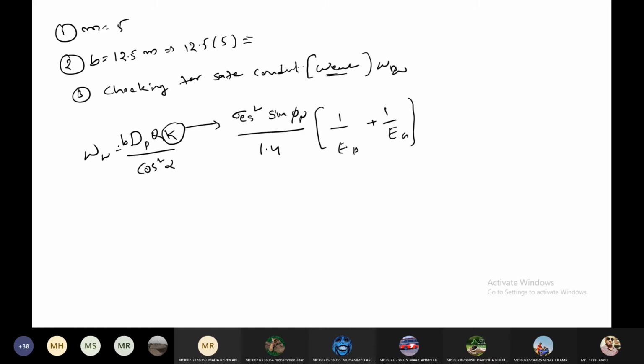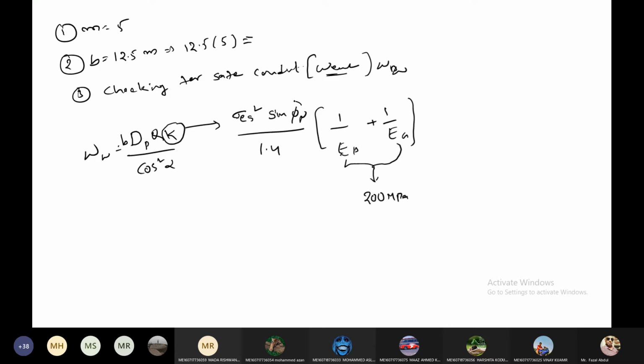Because we don't know the EP and EG value, it is not given in the question, so we have to assume. Because the material is made of the same material, that is cast iron, the question itself mentioned, that's the reason EP, EG are the same values. Based on the cast iron, I am selecting the 200 MPa from the table.